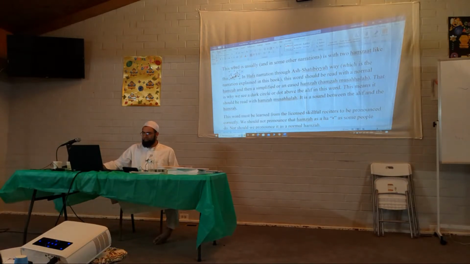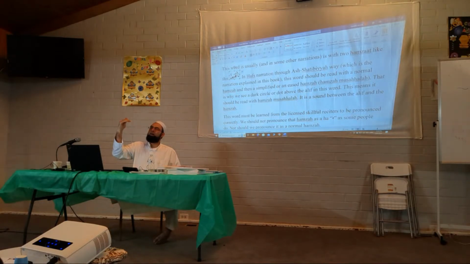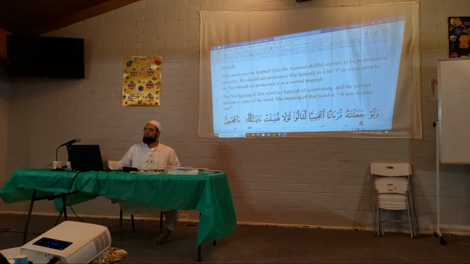That is why we see a dark circle or dot above the alif in this word in Hafs narration and some other narrations. This means it should be read with hamza musahhala, which is opposite to hamza muhaqqaqa. It is a sound between the alif and the hamza. We'll come back to that. Don't worry. I just want you to understand what it means.